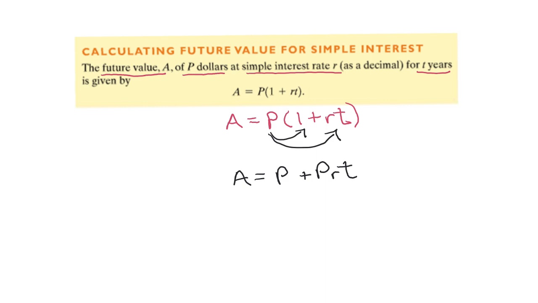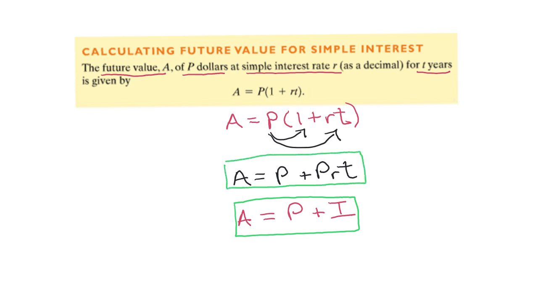Now, the other thing we can do is we know that PRT is I. So I can say A is equal to P plus I. So again, if they give you the interest and you know your principal amount, then you can go ahead and use this last formula because you know principal plus interest is your future value. All right. And then if you have P and R and T, you can use either one of the first two formulas to calculate your future value.